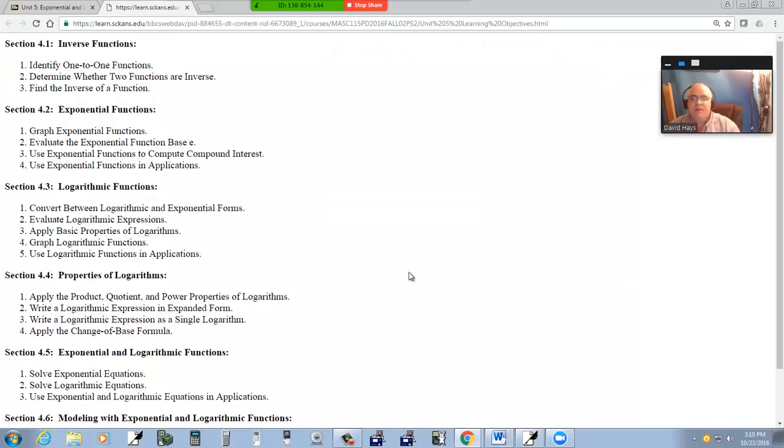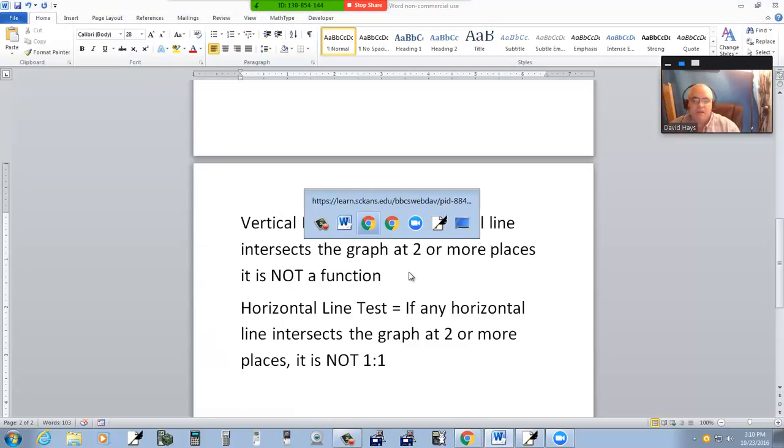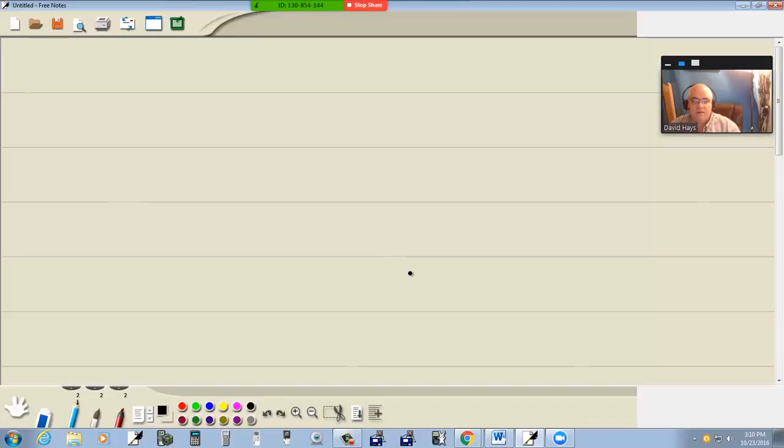Okay, so our first topic here, identify one-to-one functions. Well, if I have this right here, y is equal to x squared, and it's a question whether it's a one-to-one function, the answer here would be no. It's got an even power. So that's not a one-to-one function.